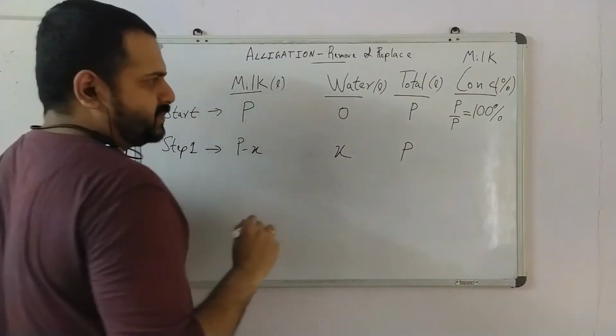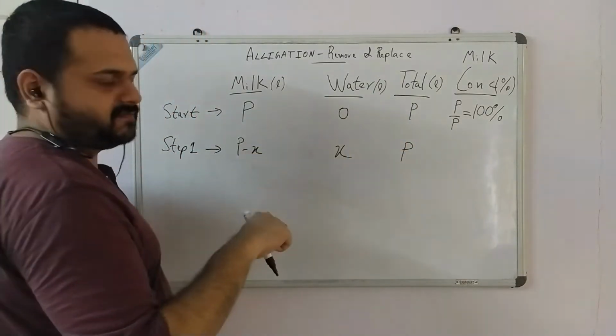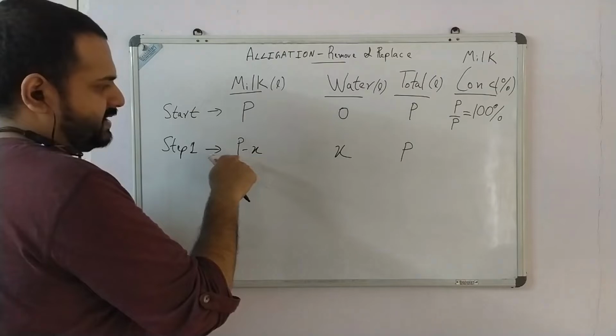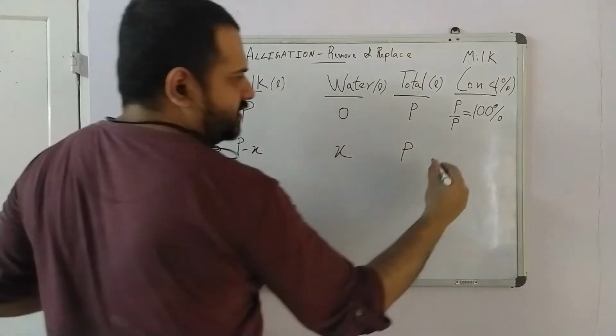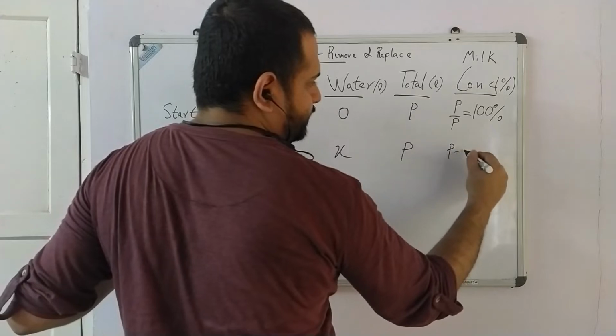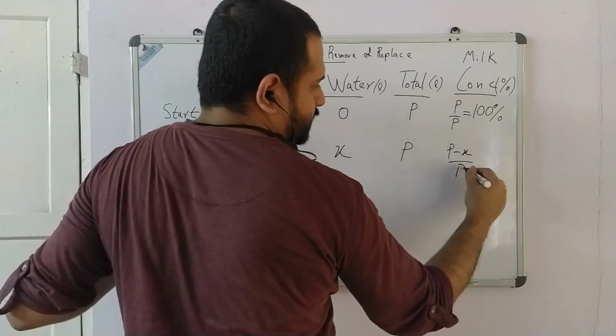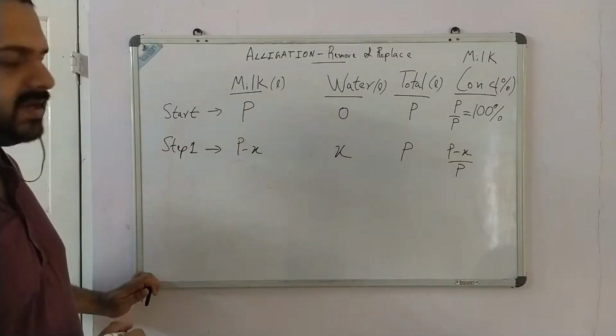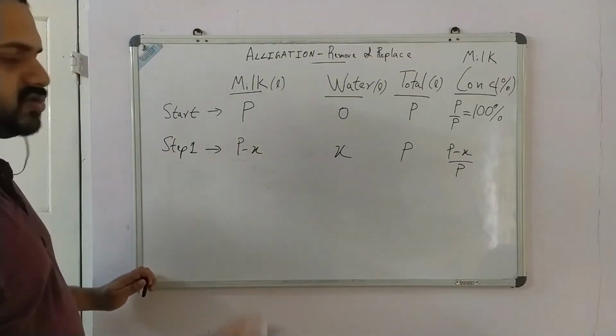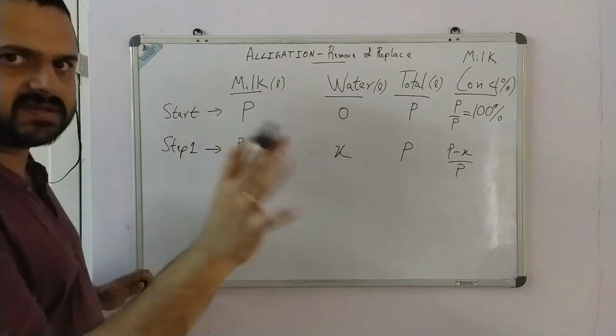So the total remains P, but what is the concentration of milk? Now there's only P minus X liters of milk in a total volume of P, right? So hence the concentration of milk changes to P minus X by P, correct? Now, so far so good. Let's look at the second step.